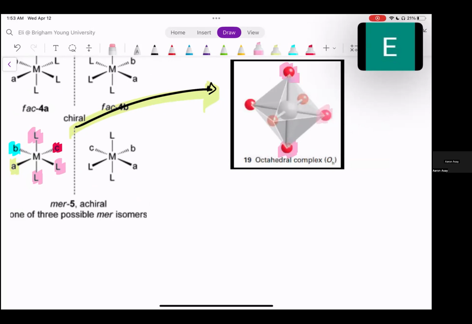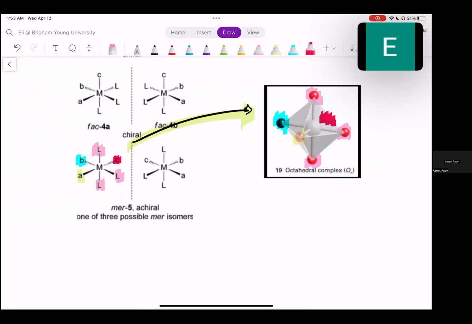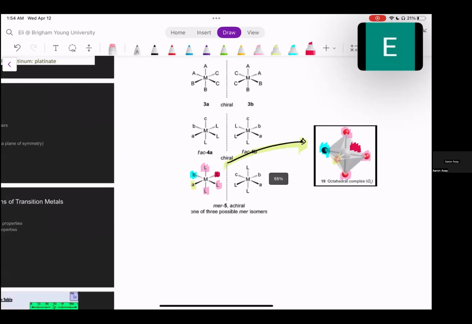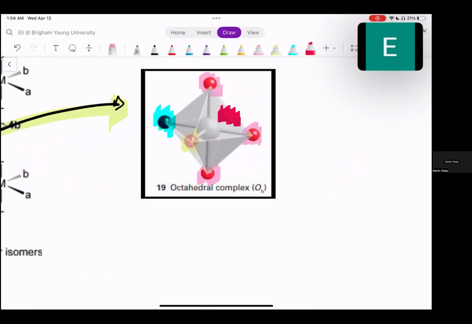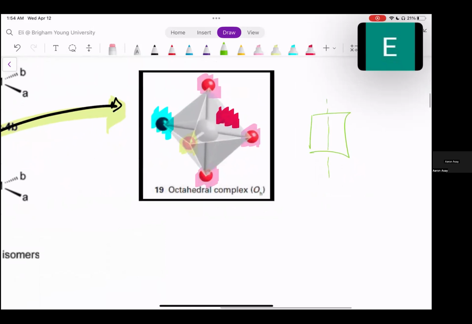So we have L coming towards us, A, B, then our C is in the back. So another thing that we can do, instead of looking at the mirror image, is just try to find a plane of symmetry. And if there is a plane of symmetry, it is going to be achiral, or not chiral. A plane of symmetry is, for example, if I have a square and I cut it in half, these two sides, if I fold them on top of each other, are going to be the exact same thing. We can do this with any symmetrical shape, right?